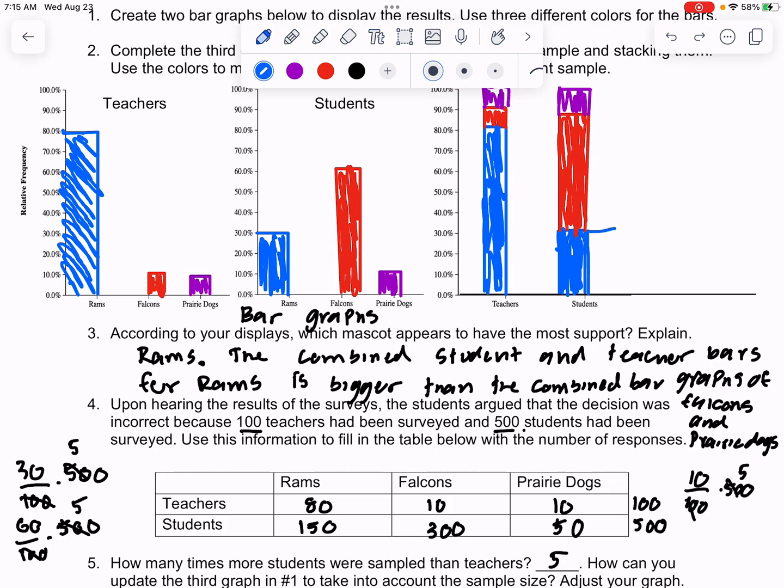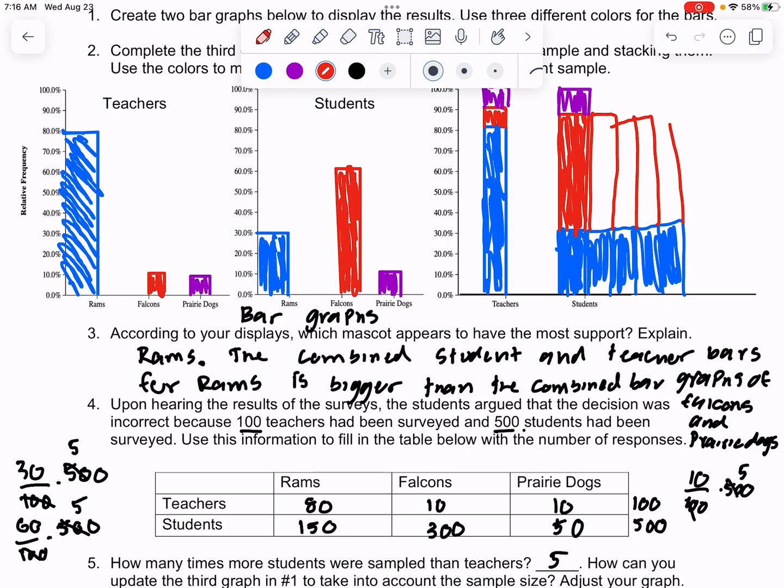So here's 1, 2, 3, 4. And 1, 2, 3, 4. And then 1, 3, 4, 5. Okay, so something like that.